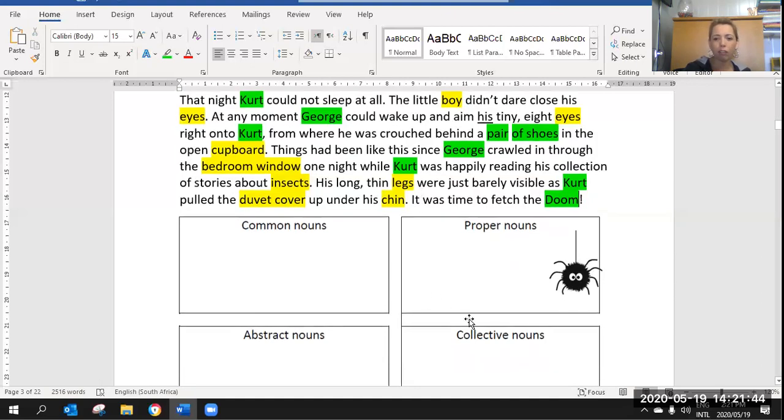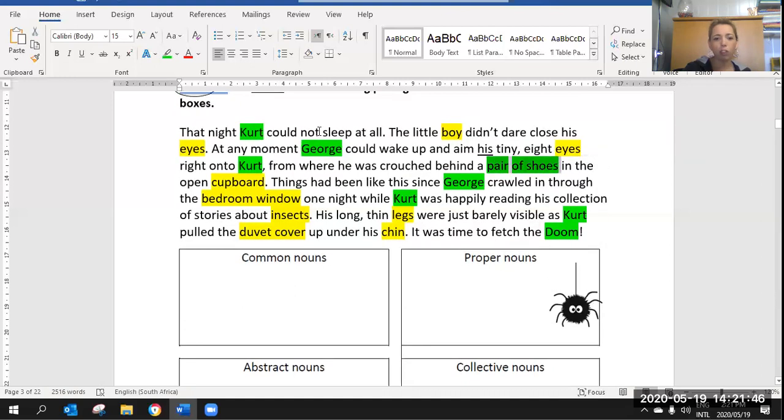Now let's do the collective nouns. Pair of shoes. Sorry, I jumped the gun there a bit, didn't I? With pair of shoes, there's a collective noun, and were you able to spot any other collective nouns? A collection of stories. You could have put this, the stories, under a common noun, or if you put it under a collective noun, that's fine. It would actually have been more appropriate to say a series, because a series is a collection of stories, but I will accept collection of stories as a collective noun there if you put that phrase there.